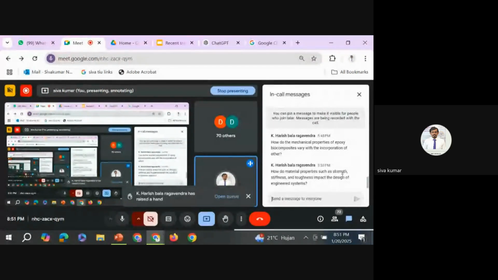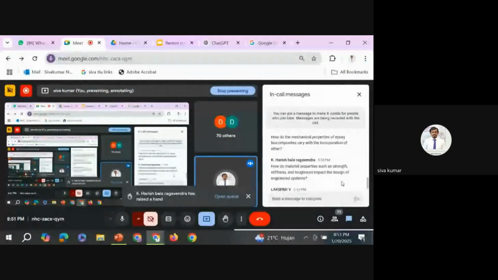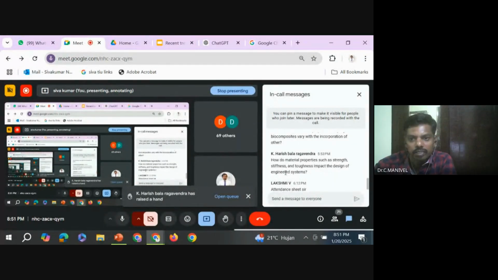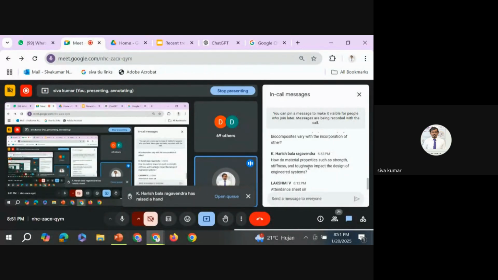How do material properties such as strength, stiffness, and toughness impact the design of engineered systems? He's asking about the importance. So if you take any kind of engineering component, stiffness is a more important quality. Using the stiffness value, you can modify n number of qualities of the material. For a body panel of an automobile, it will withstand more force during accidents, so it should be stiffer than normal conventional plastic material.